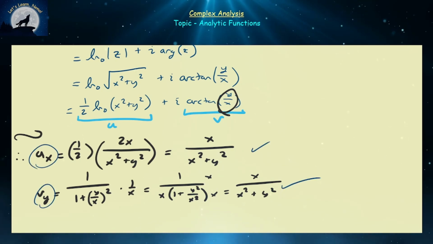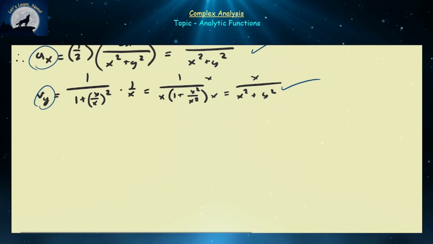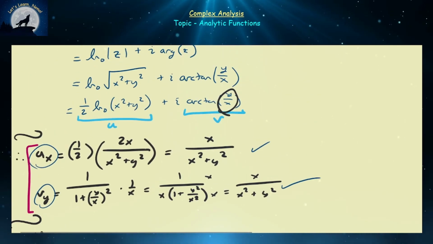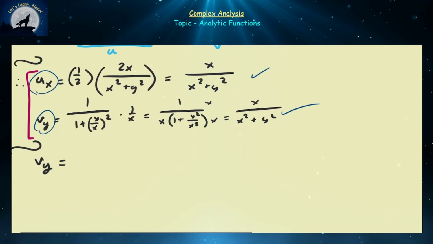So that's great. But just because u_x equals v_y does not mean the other Cauchy-Riemann equation is going to hold. So let's check that out just to make sure. All right, so this is a good sign. So let's check out the other. So u_x equals v_y, and u_y, let's do u_y.